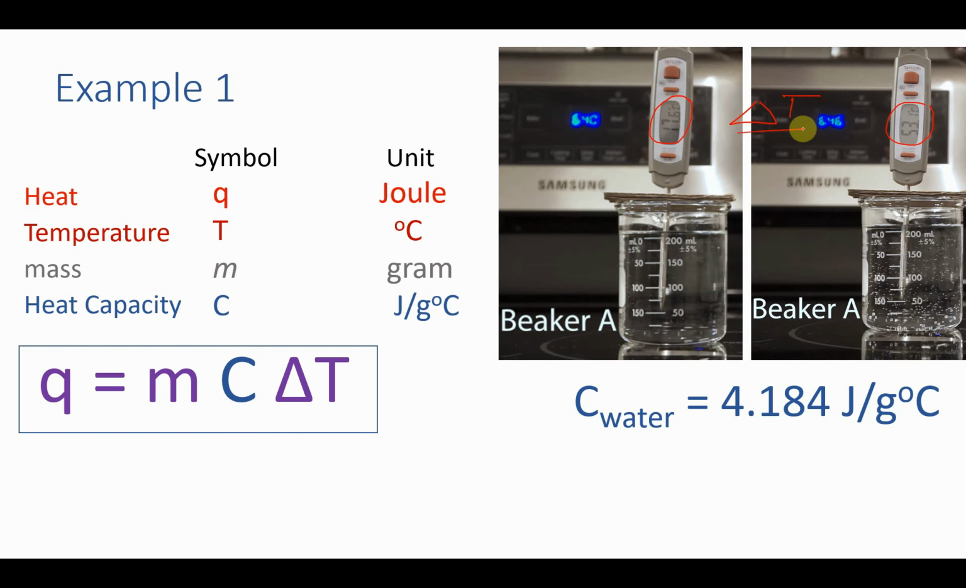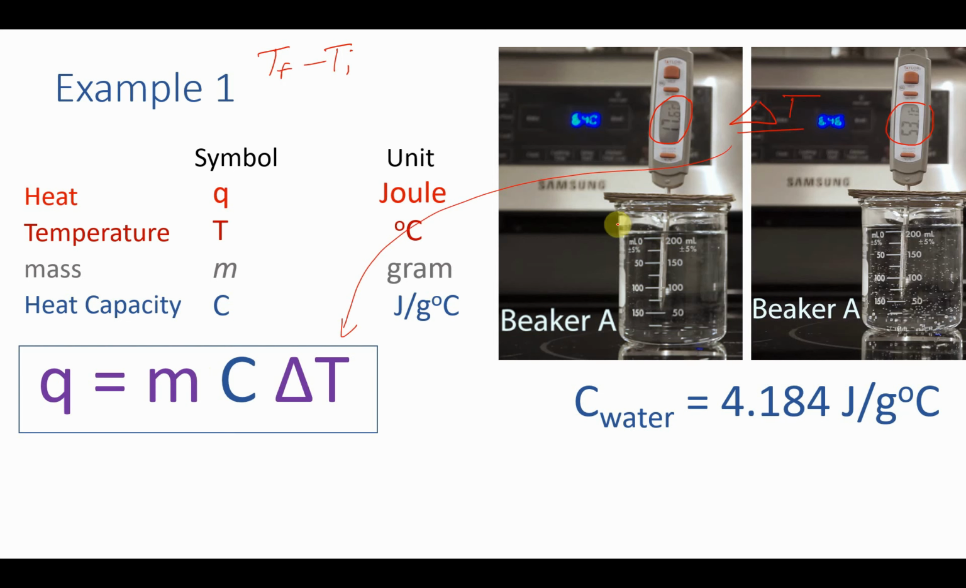So when we calculate change in temperature, that will go right here, we're going to do the final temperature minus the initial temperature. That's how we're going to get delta T. C, no problem. We know what C is. It's 4.184. It's that constant that relates to water. It's the heat capacity. But we're also going to need the mass.